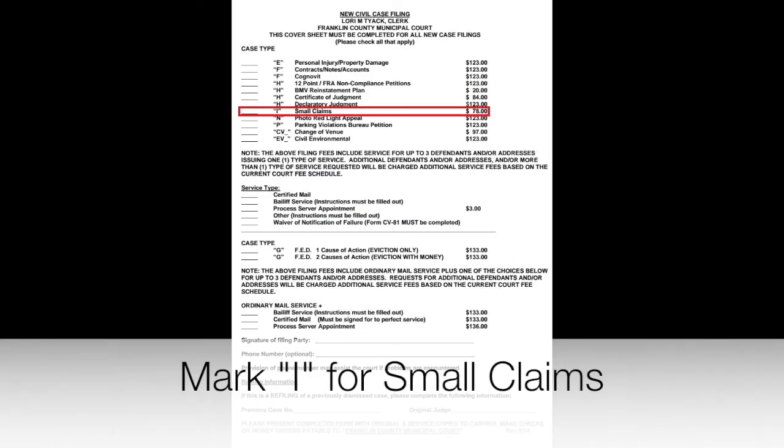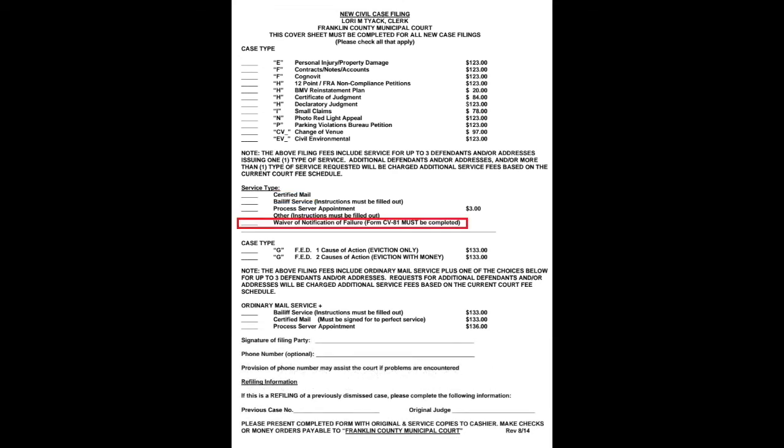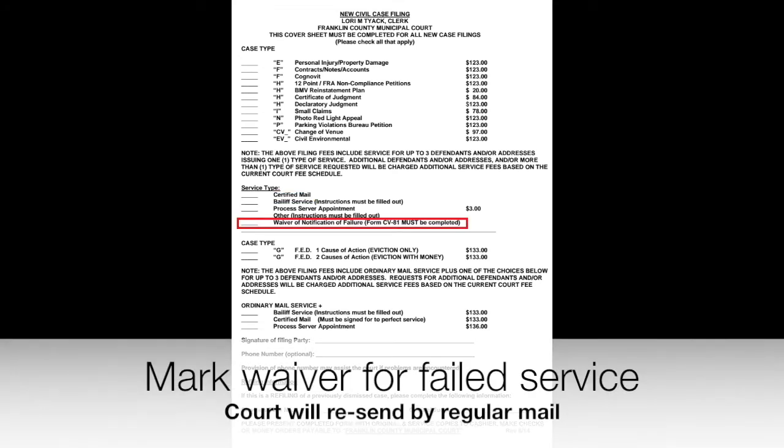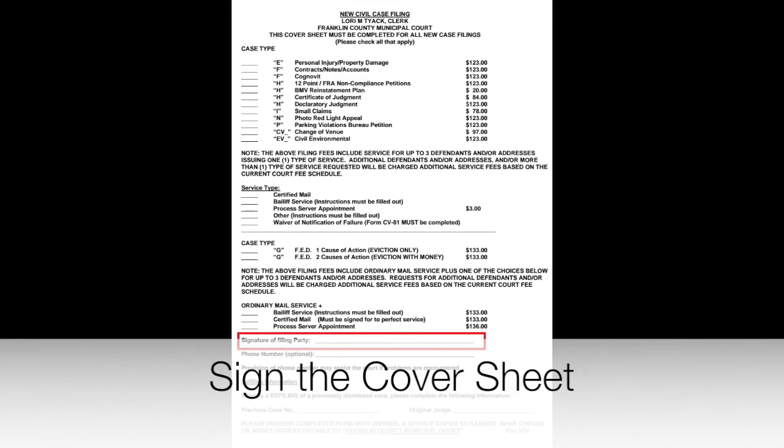The second form is the civil cover sheet. Mark I for small claims. Mark how you want the court to serve notice on the defendant. For example, mark certified mail. Mark waiver for failed service if you want the court to resend notice by regular mail if certified mail fails. Last, sign the cover sheet.